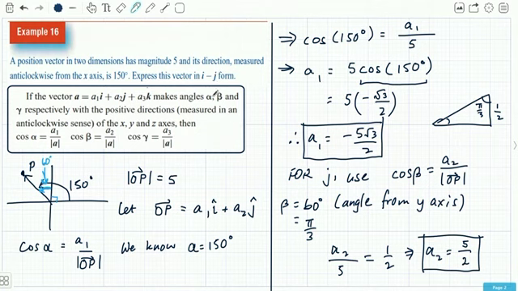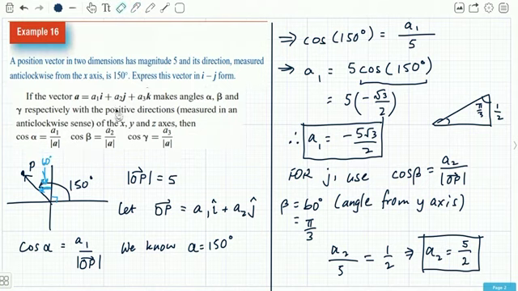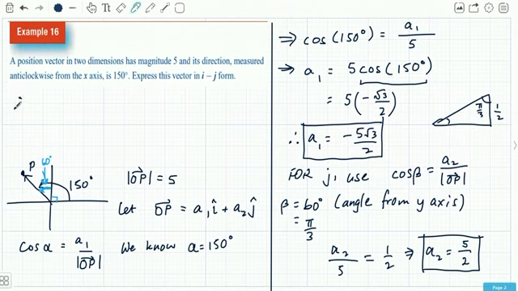So we can now express that final answer as a vector. Just going back, I'll put the answer up here. Therefore, our vector O to P is given by A1, which is negative 5 root 3 over 2 i, plus A2, which is 5 over 2 j. So that's the format for our vector O to P.